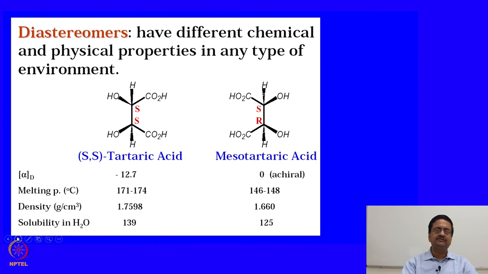So when we talk about diastereomers, we should know the difference between the diastereomeric pairs. Diastereomers have different chemical and physical properties in any type of environment. So when we talk about SS tartaric acid and meso tartaric acid, the optical rotation, about which we will discuss in the next lecture, the SS compound has a specific rotation, which means it is chiral, whereas meso tartaric acid does not have any optical rotation or specific rotation, therefore it is achiral. They differ a lot in melting point, their densities are different, and their solubility in water in grams per liter is also different, and these differences are because they are two different compounds, diastereomers of the same compound.